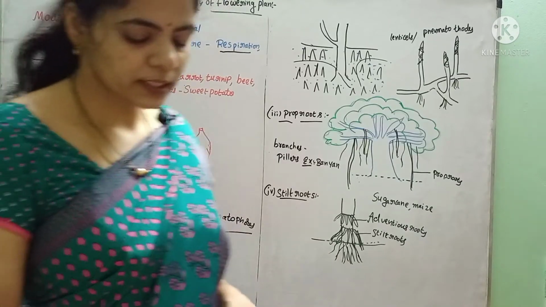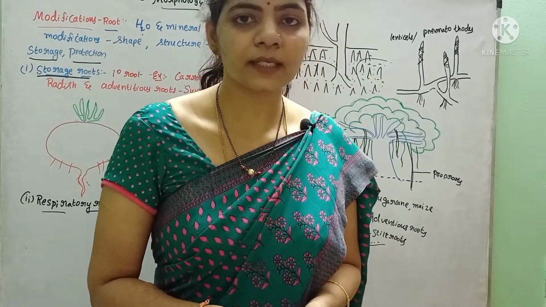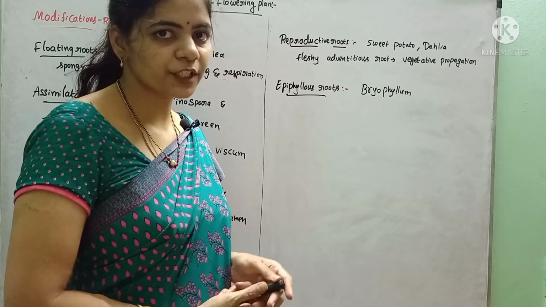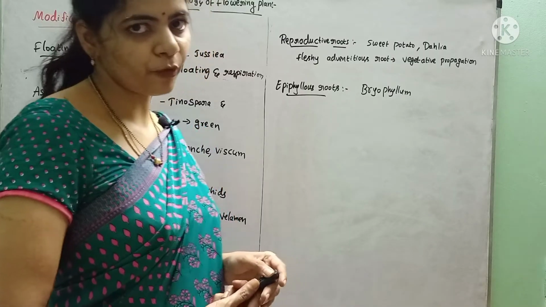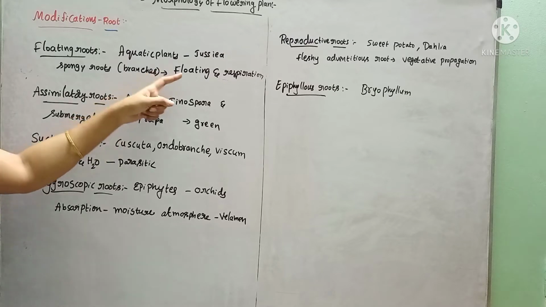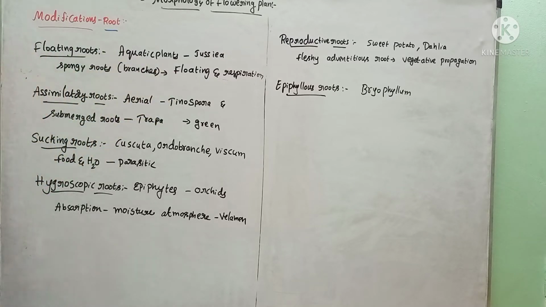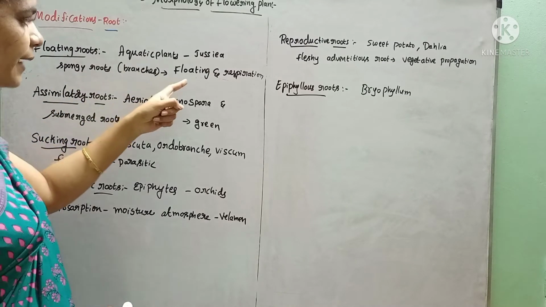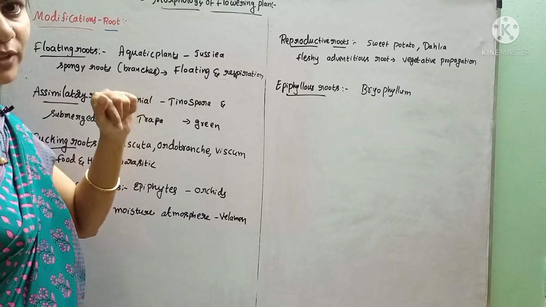And now we'll study some more examples of the modifications. So the first one is the floating roots. In aquatic plants such as Jussiaea, these floating roots are present. They develop spongy roots from the branches, helpful in the floating and respiration of that plant.